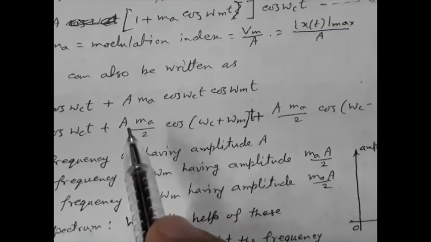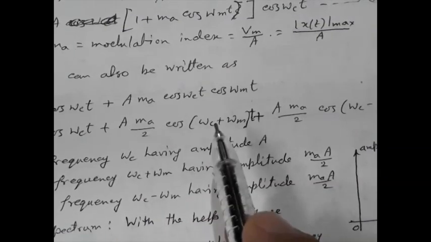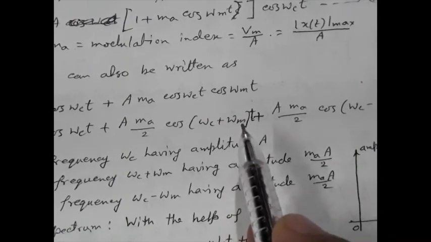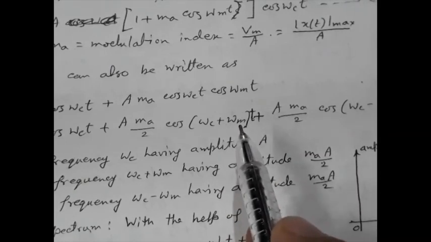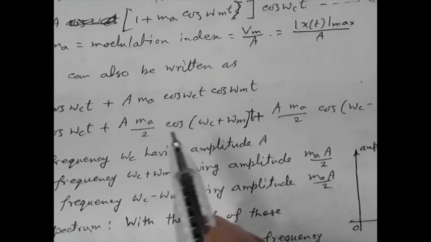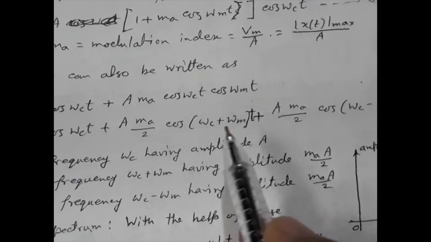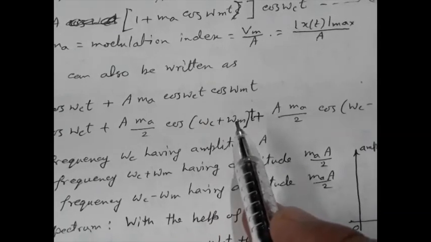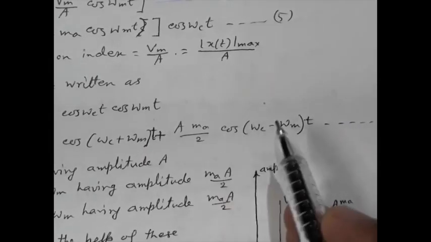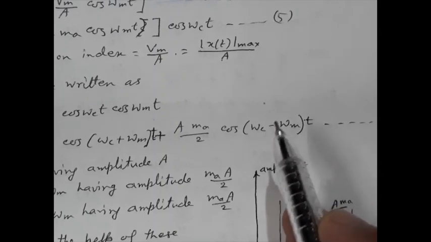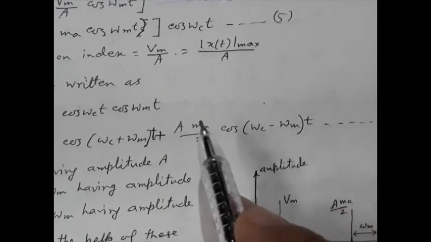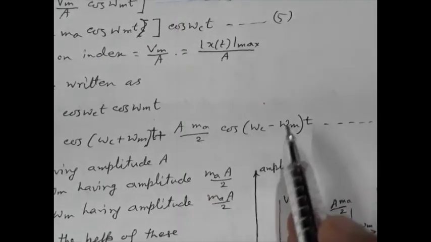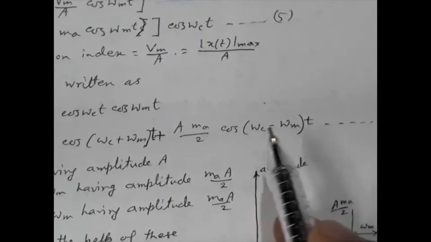Another is A ma by 2 cos (omega c plus omega m)t. Since it is containing the omega m, this particular part is the information part with the frequency of omega c plus omega m. Similarly, this one is also carrying the information. Omega m is there, ma is there, modulation index, it is also carrying the information. So this one is also carrying the information with the frequency omega c minus omega m.